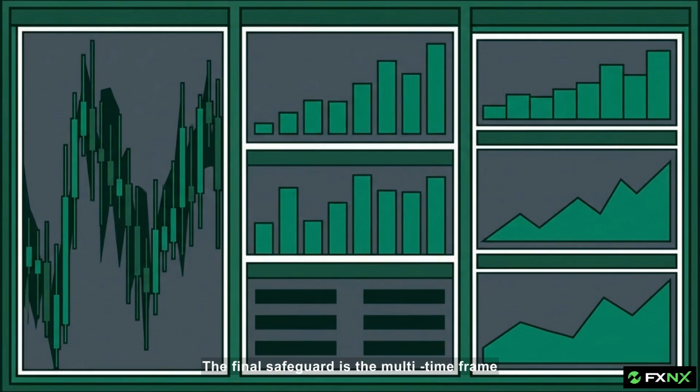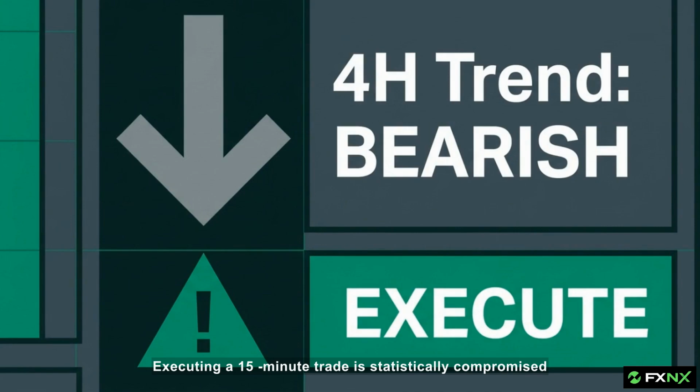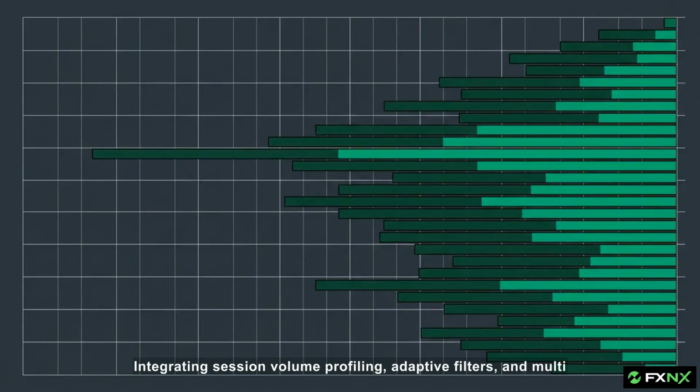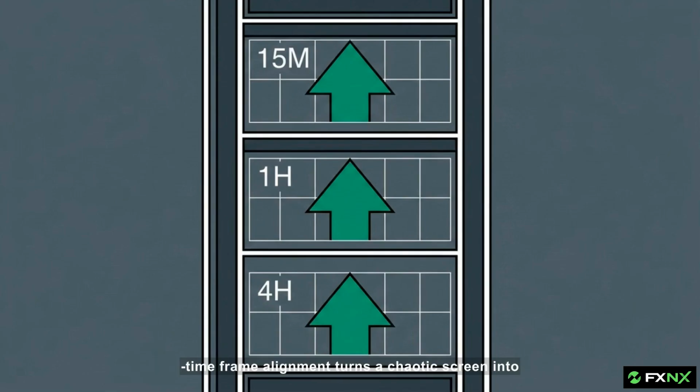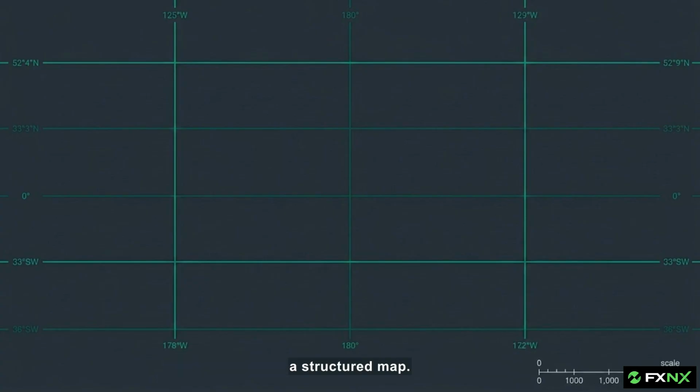The final safeguard is the multi-timeframe dashboard script, which tracks the trend direction of the 1-hour and 4-hour charts while you execute on lower timeframes. Executing a 15-minute trade is statistically compromised if the dashboard reveals that your position contradicts the primary institutional flow of the higher timeframes. Integrating session volume profiling, adaptive filters, and multi-timeframe alignment turns a chaotic screen into a structured map.